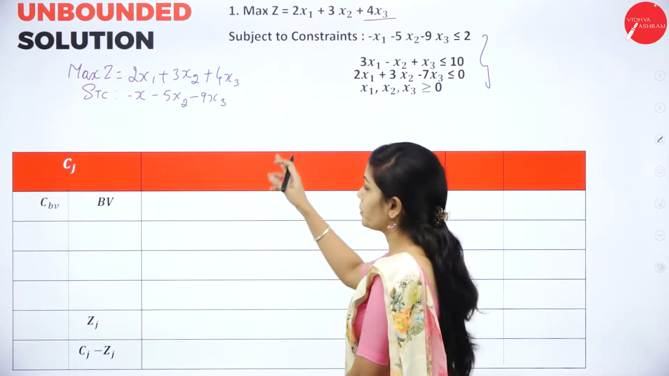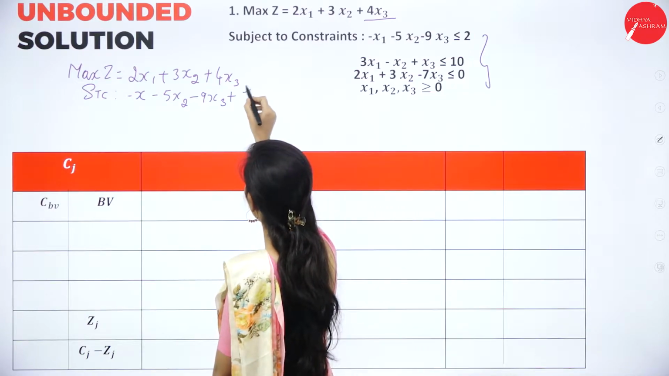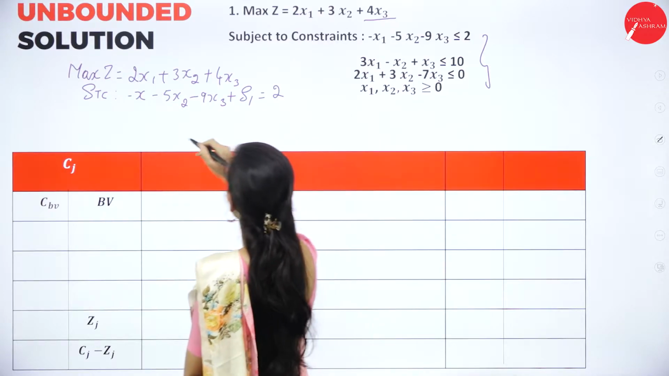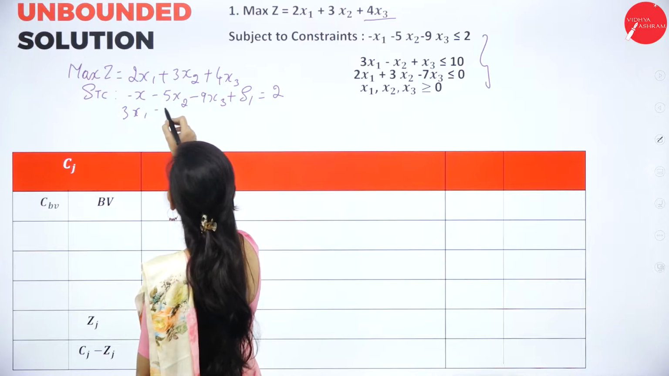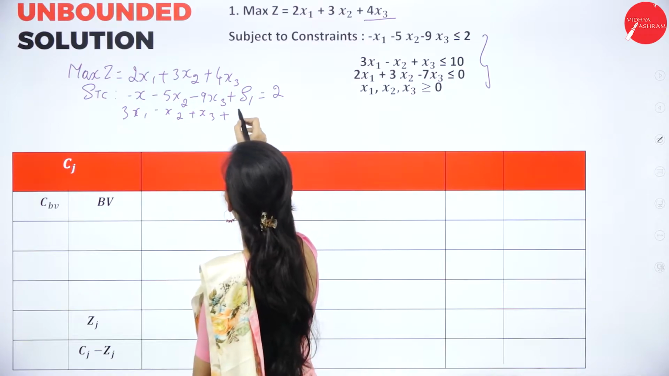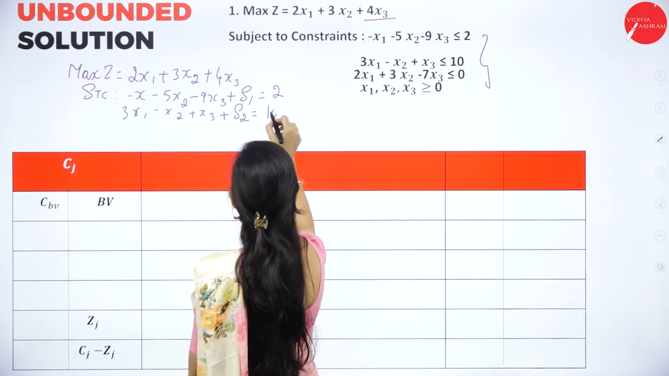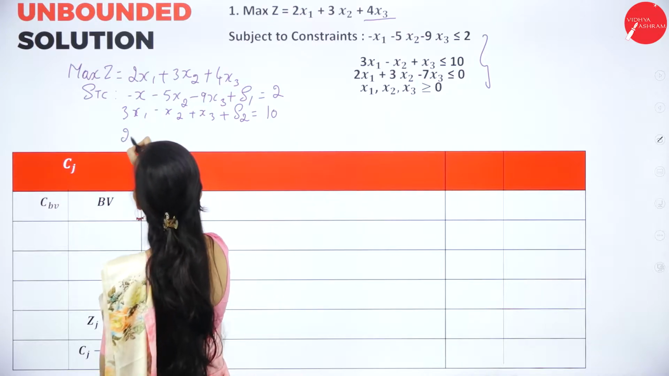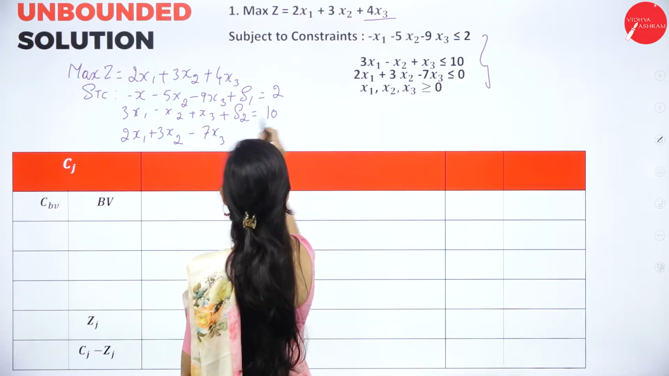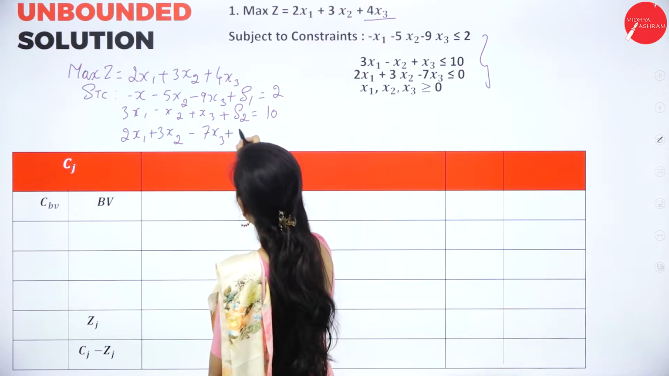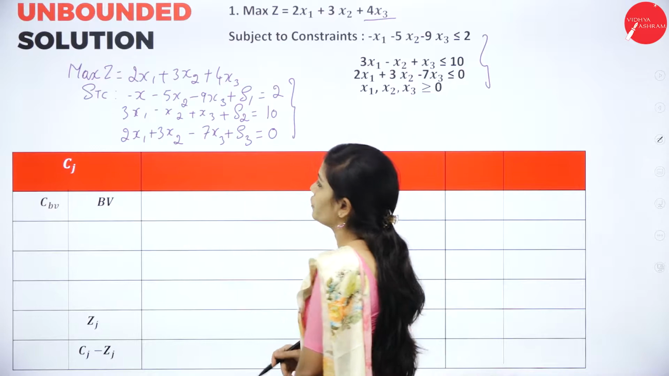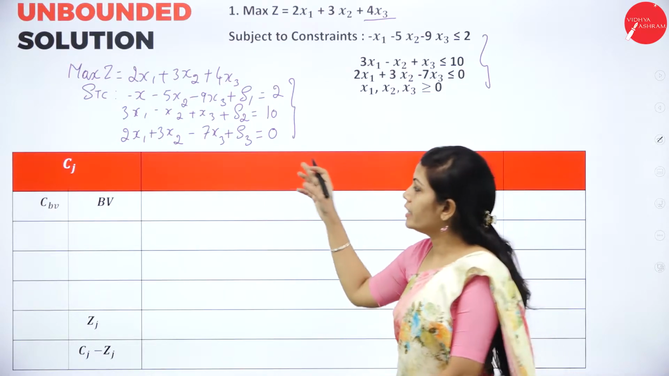Less than or equal to 2 means I am adding the slack variable s1, and the solution is 2. And the second constraint is 3x1 - x2 + x3 less than or equal to 10. So I am adding the second slack variable s2, and the solution is 10. And the third constraint is 2x1 + 3x2 - 7x3 less than or equal to 0. So I am adding the slack variable s3, and the solution is 0. Now this is in the form of equations. Now we can find the initial simplex table.